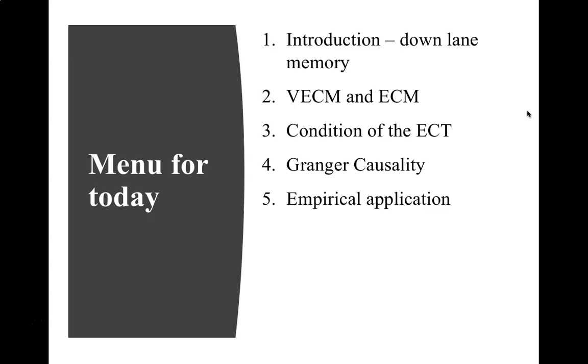The agenda for today is the introduction with a bit of downline memory. We'll talk a bit about the last econometrics chapter, and then we discuss the VECM, ECM, the conditions of ECM and VECM, and the Granger causality and its application. Certainly that is also of interest for the chapter. And then the empirical application, which I will show to you on EViews in another video, the second video of this chapter.